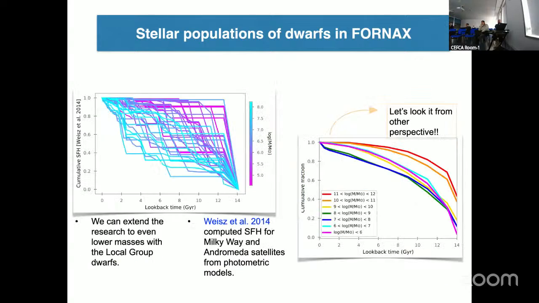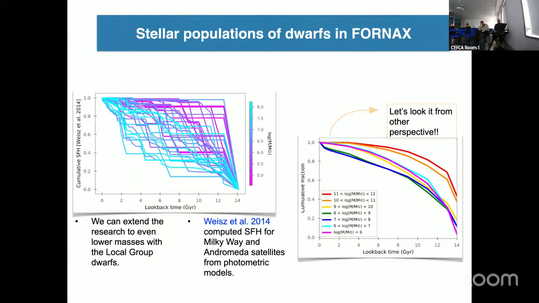More things. What happened with the local group galaxies? We took from the literature, Weisz et al. 2014, the star formation histories of the local group galaxies. And in the local group galaxies, the star formation history trend is the opposite. Look, this is in mass. More massive galaxies have more extended star formation histories than less massive galaxies. It's the opposite of the bright galaxies, between the bright and the dwarf.